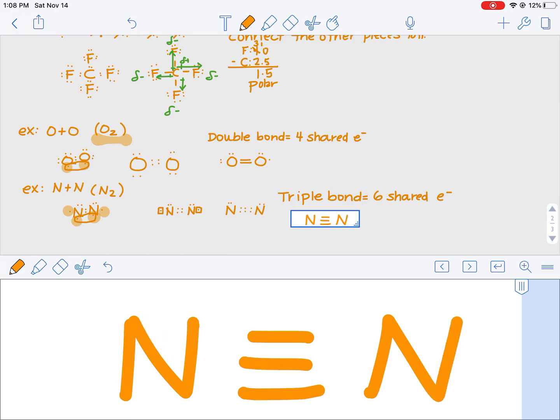To clean it up, for every 2 electrons, we draw a dash. So if there are 6 shared electrons, we'll show 3 dashes. Henceforth, the triple bond.